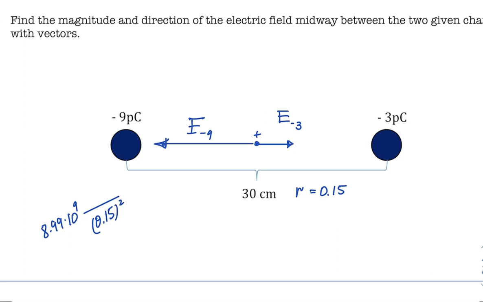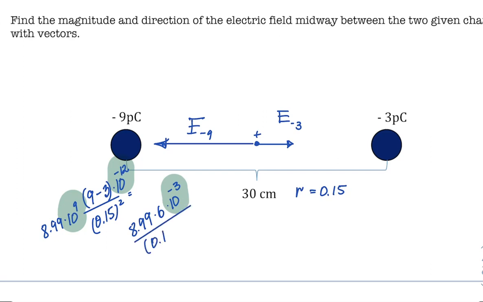And then you do 9 minus 3. So overall, and it's 10 to the negative 12 because it's picocoulombs in this case. So we're going to do 8.99 times 6 times 10 to the negative 3rd, because when you multiply 10 to the 9th and 10 to the negative 12th together, you add exponents and they give you 10 to the negative 3rd, over 0.15 squared.